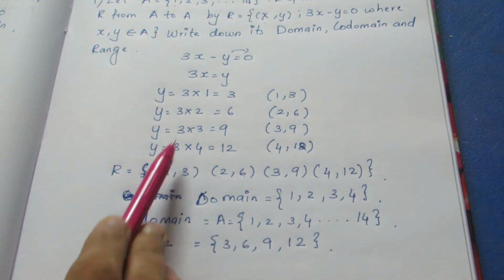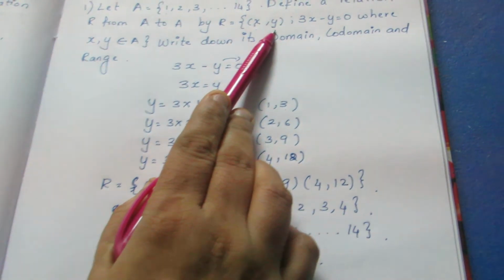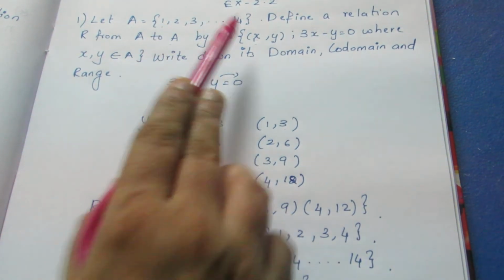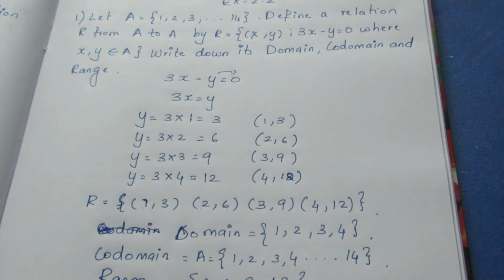So your domain will be the first elements, your range will be the second elements, and the codomain will be your A. So that's all with the sum.